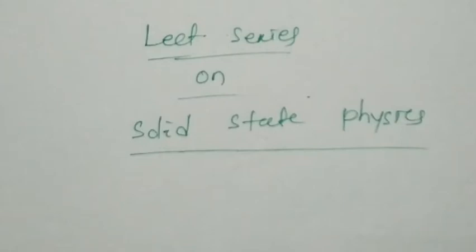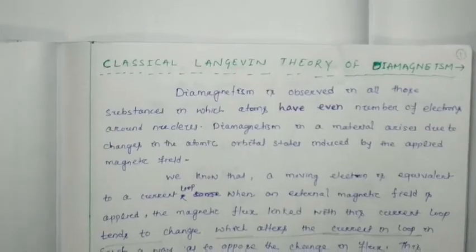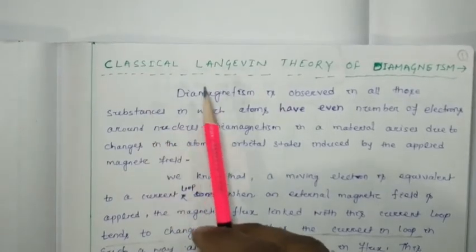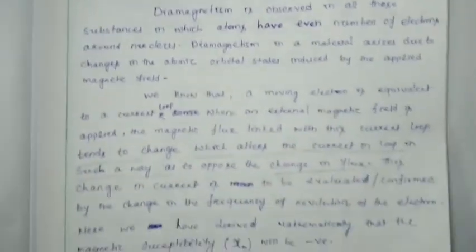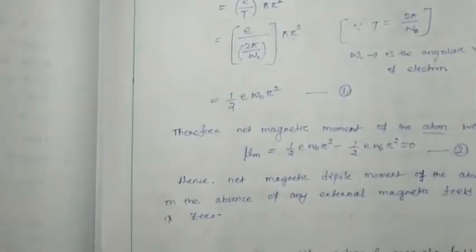In our last class we discussed half of the portion on the classical Langevin theory of diamagnetism. In detail, we discussed up to equation number 10.